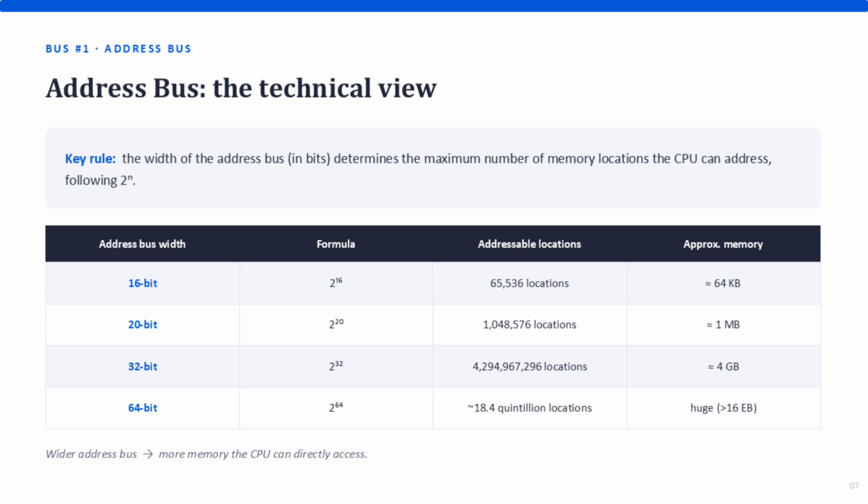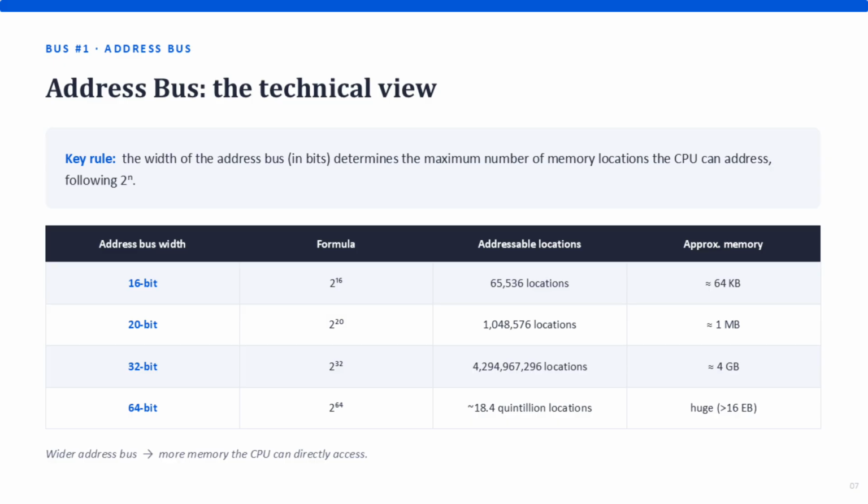Let's see how this works. If the address bus is 16 bits wide, the CPU can generate 2 to the power of 16 unique addresses. That equals 65,536 memory locations, which is approximately 64 kilobytes of addressable memory.